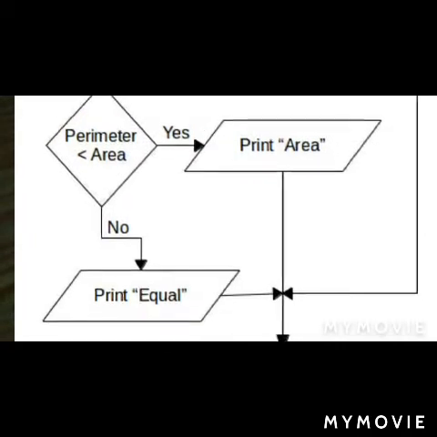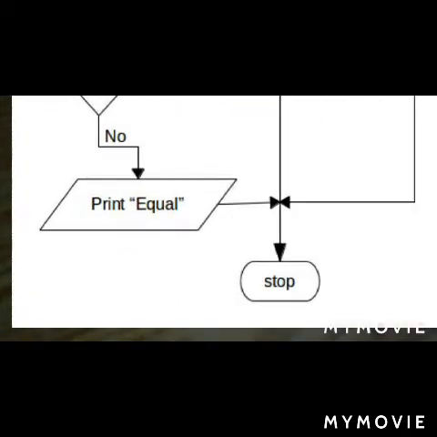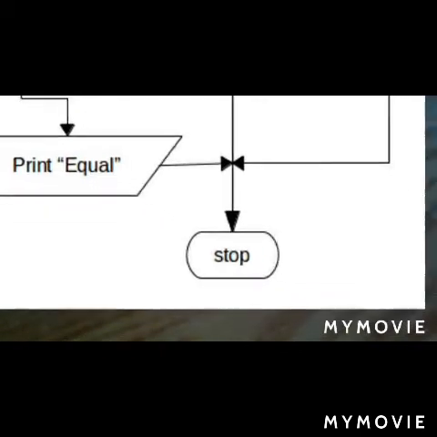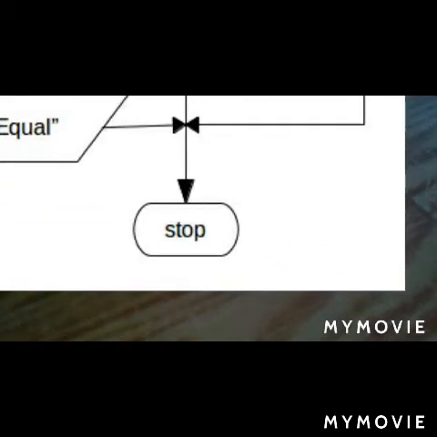And finally, if it is again false, we are sure that both the perimeter and the area are equal. So we will print that they are equal. And then, after printing, don't forget to go to stop. Okay?